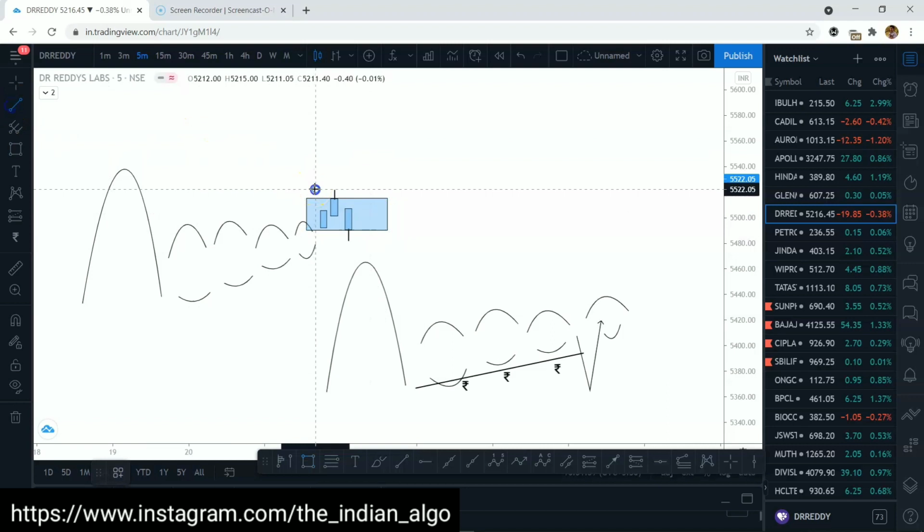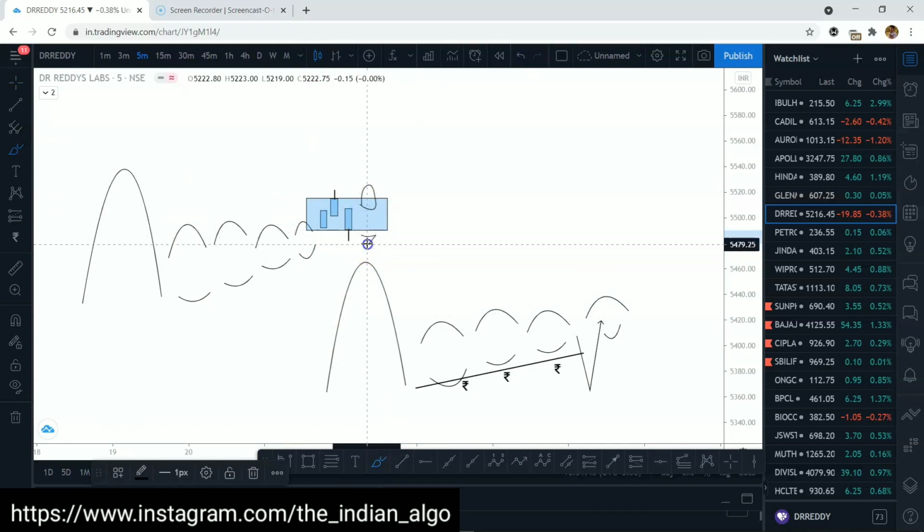Do not wait for the wick to be taken out and then enter. No. As soon as you get a range breakout, this is where you can simply enter, putting your stop loss somewhere here and entering at the range breakout, targeting 1:3 probably. Or if you're a swing trader, then you can definitely put your stop loss here and target much higher prices. Alright, I hope this is clear.